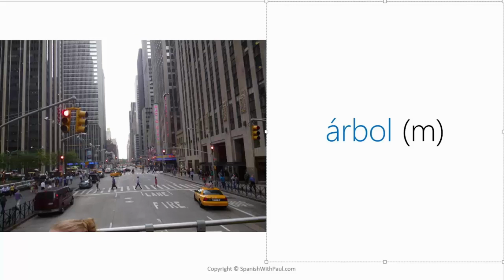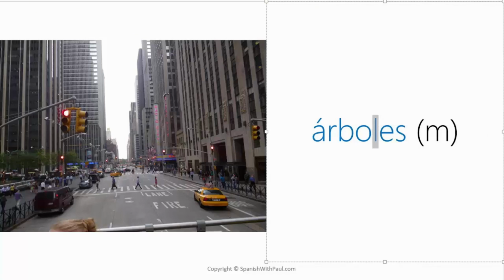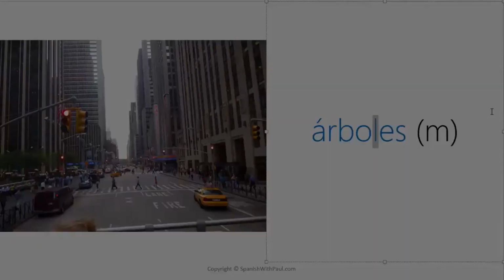So if you remember the lesson from plurals before, we add on an es to get the plural because this is ending in a consonant. So trees would be árboles. And because it's masculine, it would be los árboles, the trees.